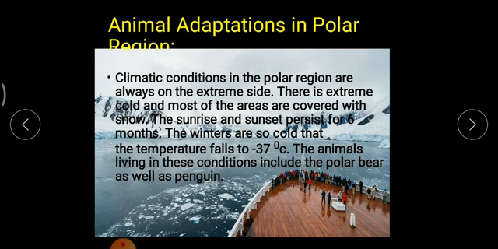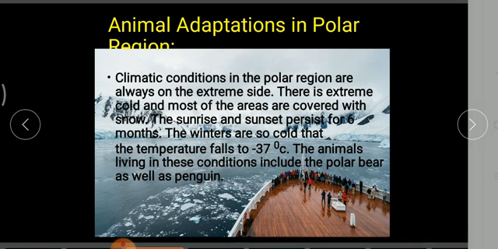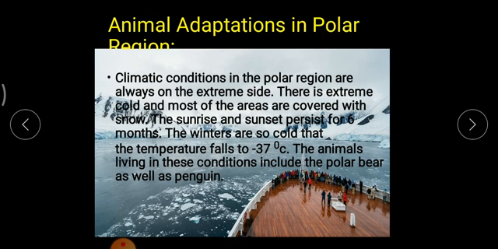Now here we will be mainly focusing on different parts of the entire world in which animals have adapted according to the situation in which they are living. Now, animal adaptation in the polar region. What exactly do you mean by polar region? Polar regions are the extreme sides of the world. As you know, we have two polar regions, that is the North Pole and the South Pole.